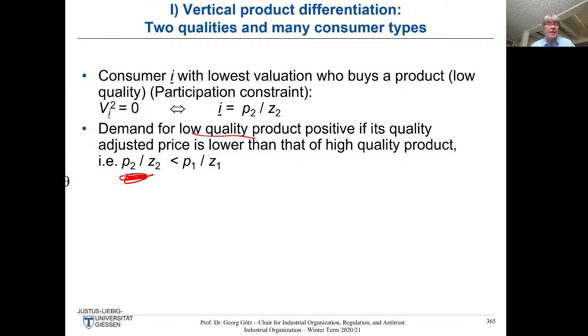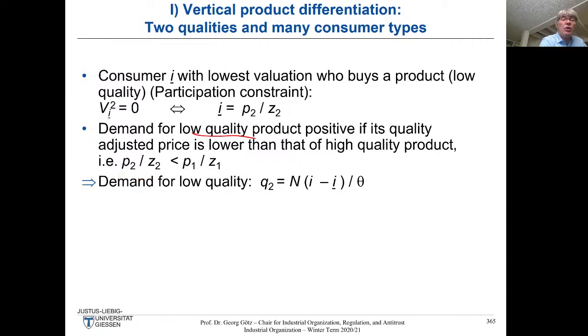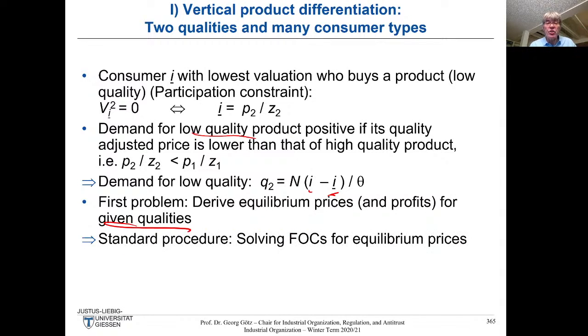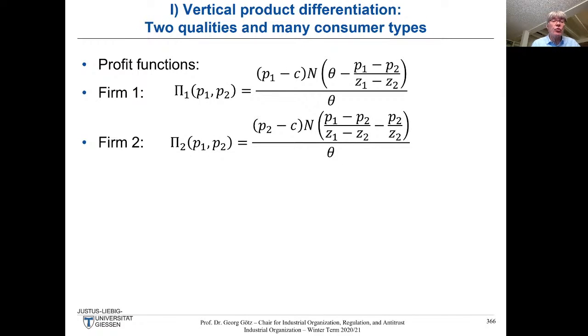Okay, that's exactly the same. And then the demand for low quality is just this I minus I lower bar, exactly what I showed you. And what we have here are demand functions. Once we have demand functions, we set up the price, take the first derivatives, and derive the equilibrium for given qualities. Standard procedure, solving for the first order conditions.